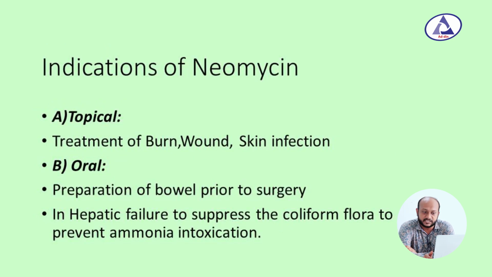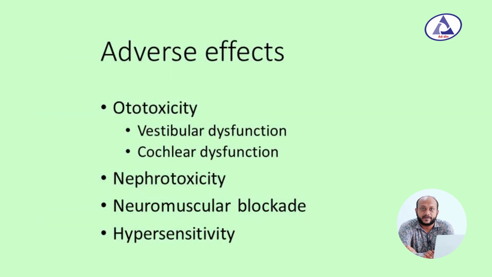The indications of neomycin. Topically, neomycin is used in cases of burns, wounds, or infection, and by the oral route it is used before bowel surgery or any GIT operation. It is also used in hepatic failure to suppress the coliform flora to prevent ammonia intoxication. Now, adverse effects of aminoglycosides are ototoxicity, either vestibular dysfunction or cochlear dysfunction, nephrotoxicity, neuromuscular blockade, and hypersensitivity.